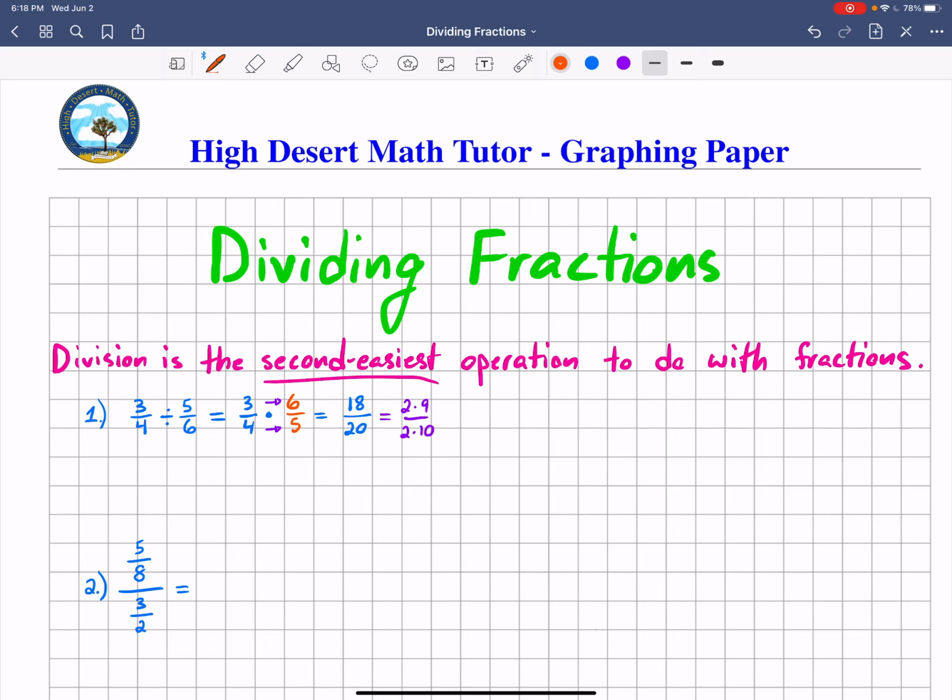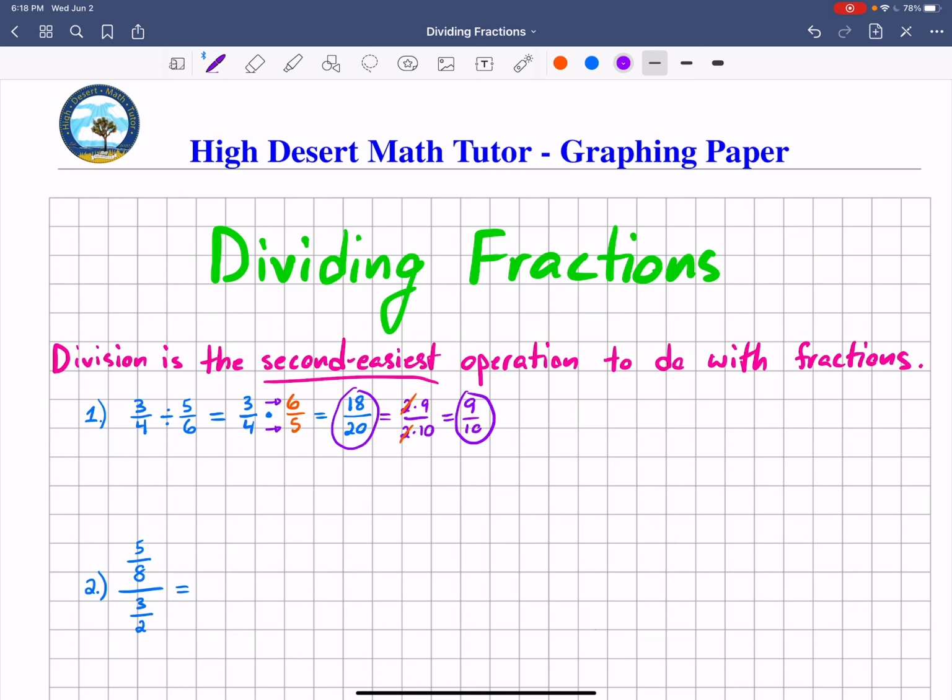So since we have multiplication on top and on bottom, and we have 2 on top and on bottom, we can cancel out these 2's. And all that's left over is 9/10. So this is the simplest form of this fraction. And this is also an equivalent way of writing 18/20.